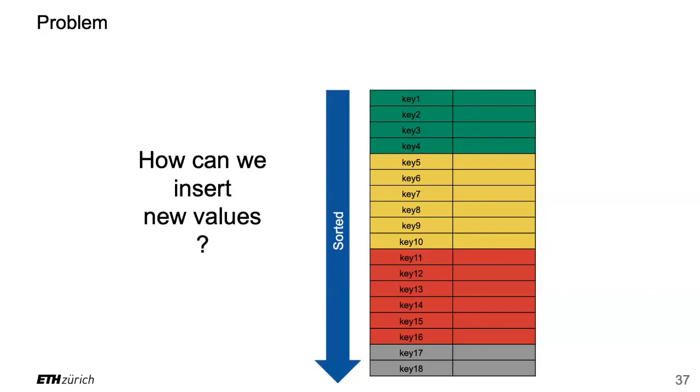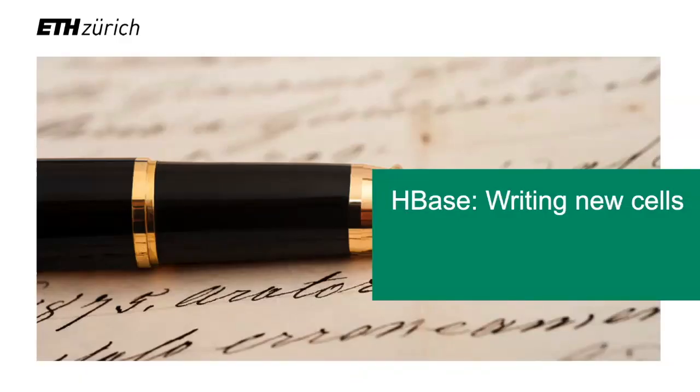How can we insert new values into our table in a way that we don't need to rewrite the entire H file every single time we have to insert a key value? That would be highly inefficient. Who understands the problem? Right? Okay. So it looks complicated, but in fact, you will see it's beautiful. There is a trick that the engineering team thought of.